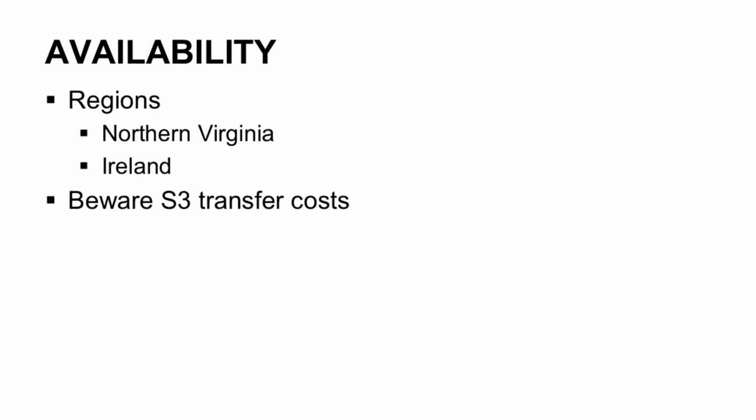Amazon machine learning is available in 2 different regions, in the Northern Virginia region and in the Ireland region. Your data, however, can reside in any S3 or RDS or Redshift repository. However, if your data is in S3 in a different region, be aware of the S3 transfer costs that will be incurred by pulling data from one region to another region.